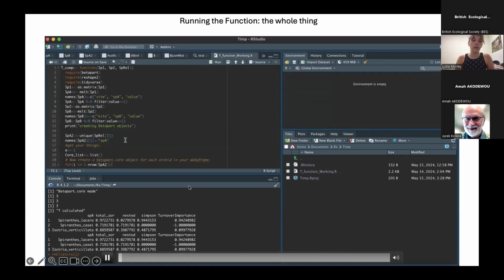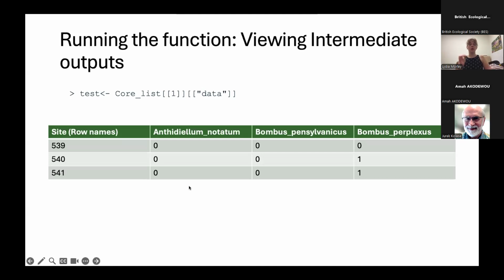Let's look at some of it. I want to talk first about the intermediate output. If you're following along in R, you can type test, little arrow, core list 1 brackets data. And this is just the first community matrix in the list. So you also have all of these if you wanted to use them for later. The function saves all of these for you.